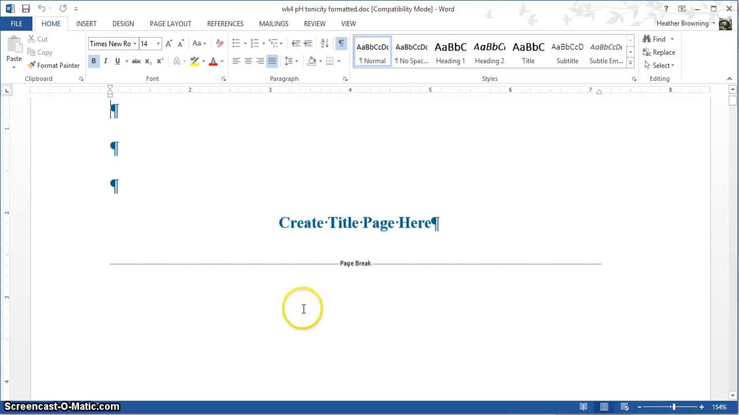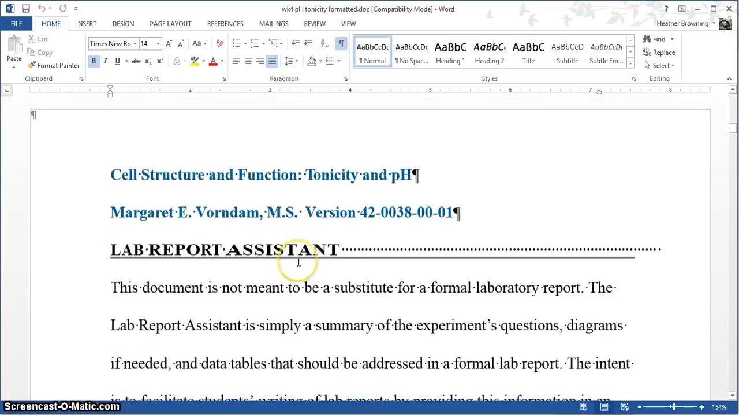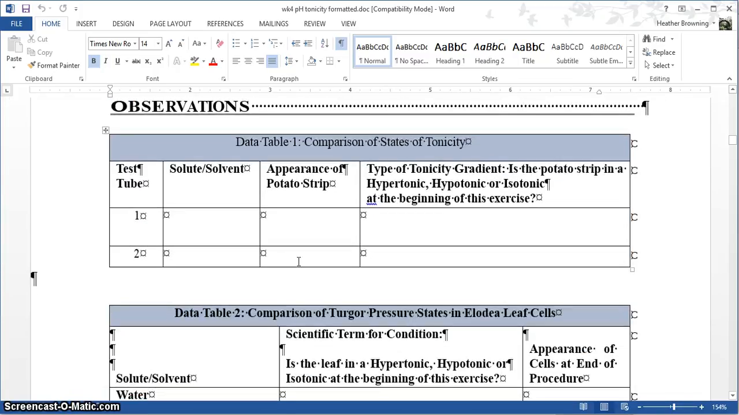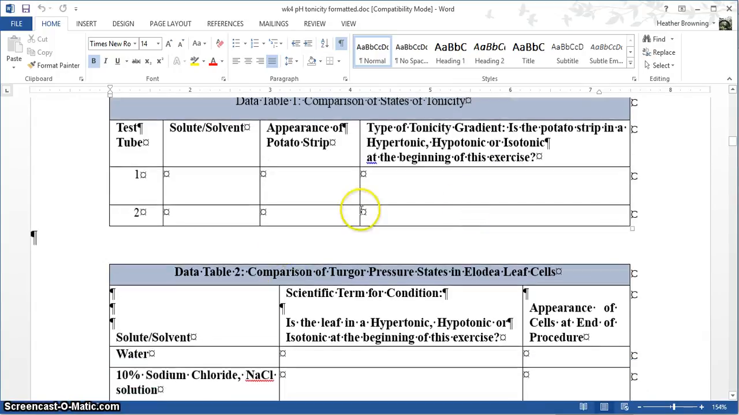So as always, enter your title page. And then we scroll down to observations. I'm looking at the answer keys, so hopefully I don't forget to mention anything. So if you get a pause, deal with it. Here's the test tube, whatever your solvent is, how the potato was, and then if it was hypo or hypertonic. Remember, hypo is probably going to look crisp. If it's limp, it's probably going to be hyper. Okay, you'll go through that whole thing.